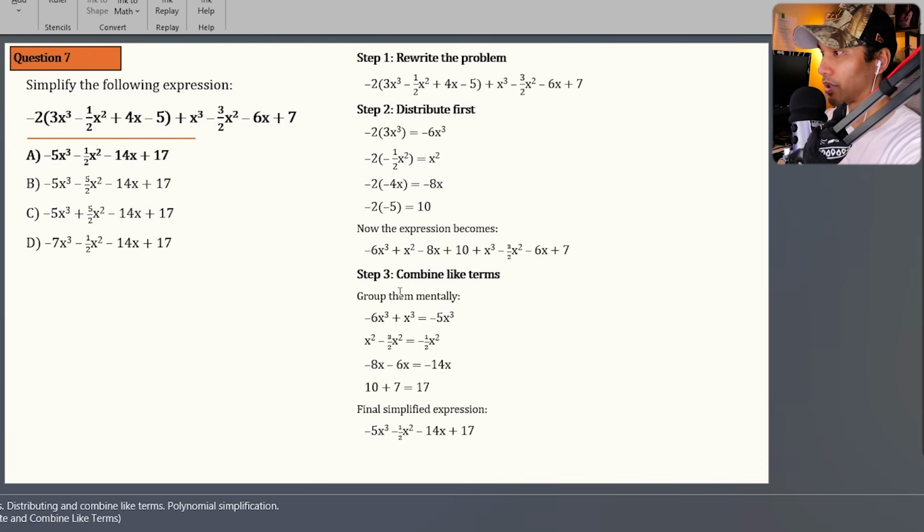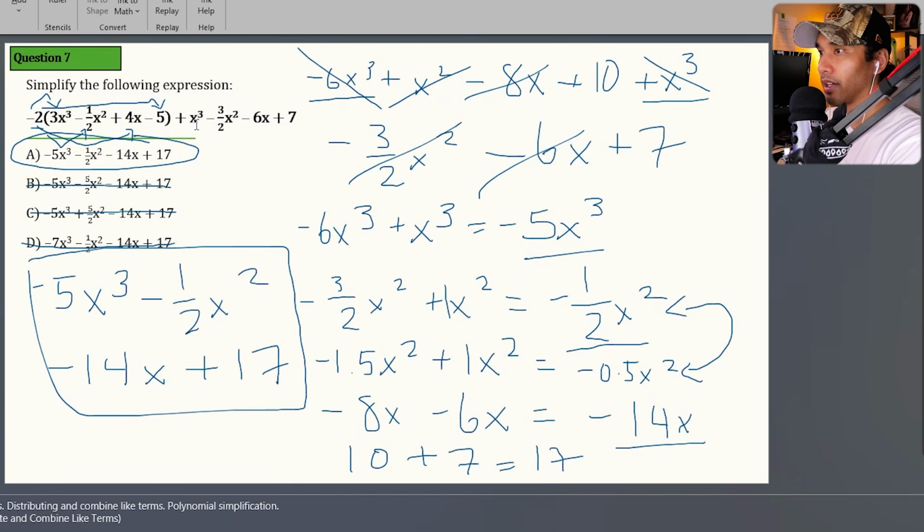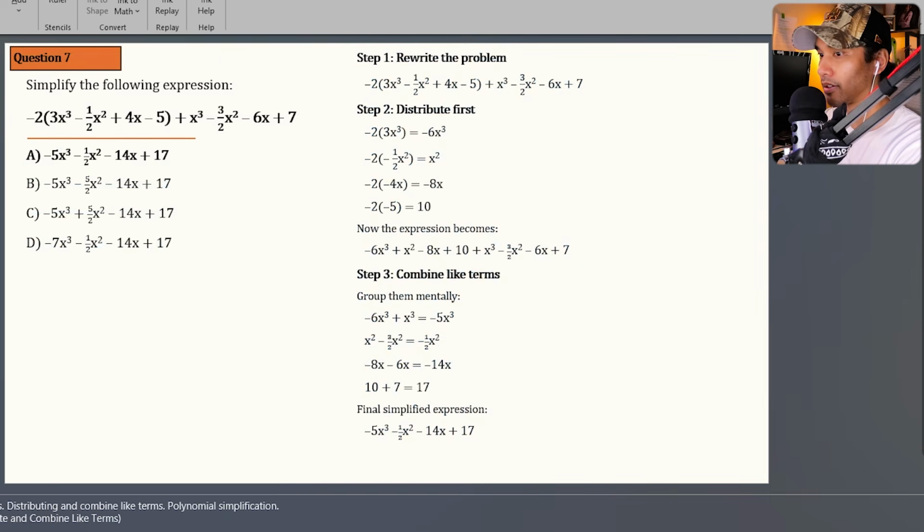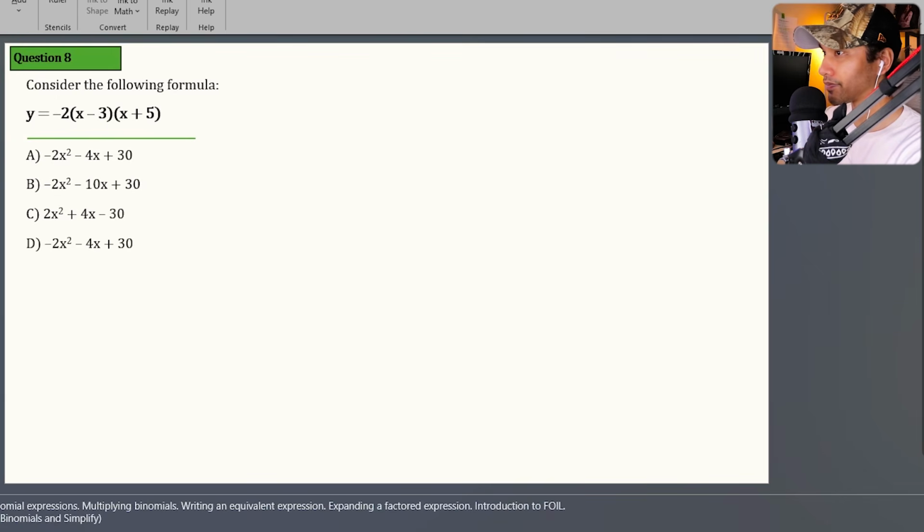And then I would cross the like terms out as I group them mentally. And then we get the simplified version of negative 5x cubed minus 1/2 x squared minus 14x plus 17, just like what we had on the question slide, on the green version of question 7. So we got A, and now we move on.